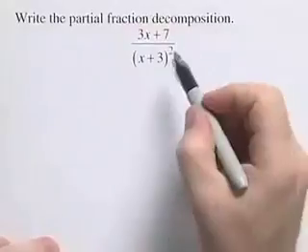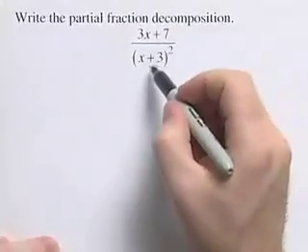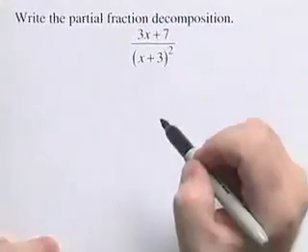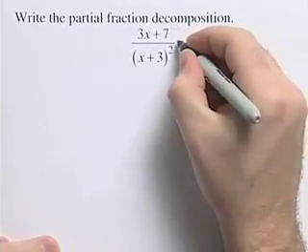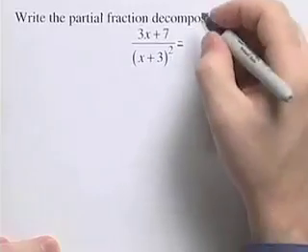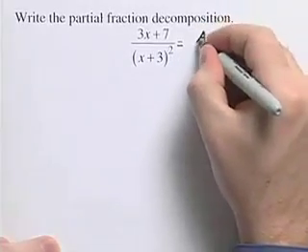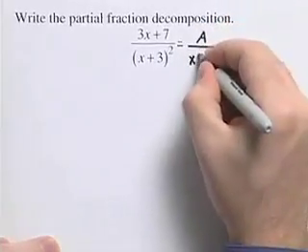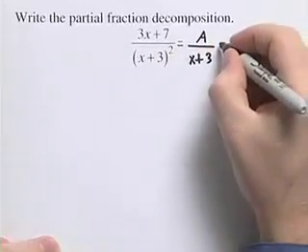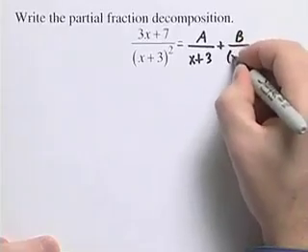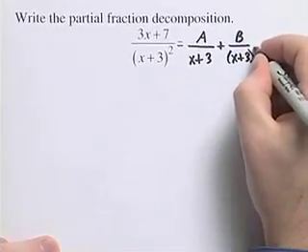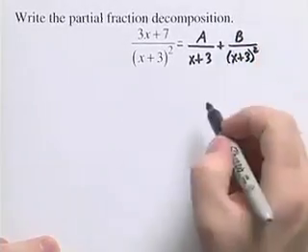For this problem, we need to write out the partial fraction decomposition. When we look at our expression, we see that we have a repeated linear factor in the denominator. That means that our partial fraction decomposition will take on this form. We'll get a divided by x plus 3, our linear factor, plus b divided by x plus 3 quantity squared. We take on that form.